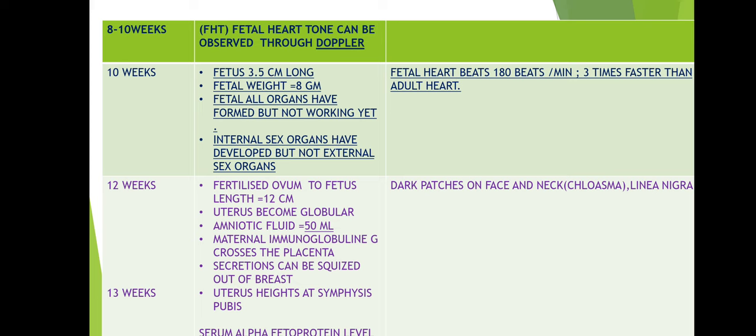In the physiological changes, the fetal heart beats 180 beats per minute, 3 times faster than the adult heart rate. The normal adult heart rate is 70 to 80 beats per minute, and the fetal heart rate is 180 beats per minute.